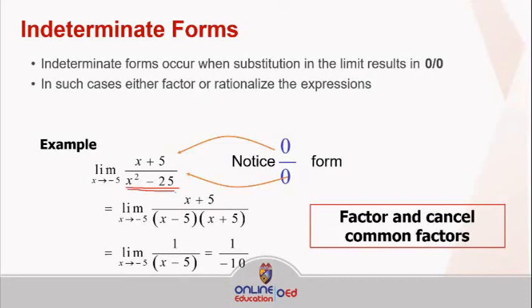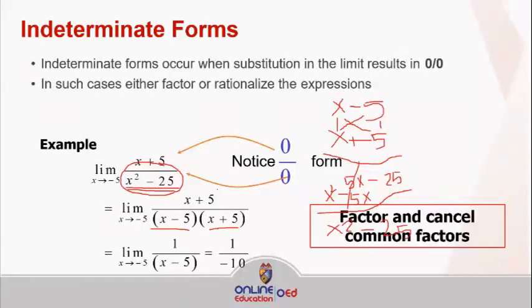Kapag finactor natin yan, pwede tayong magkaroon ng x minus 5 at saka x plus 5. Then, kapag kinancel na natin itong part na to, so we only have 1 na lang yung value ng numerator natin. Kaya ang limit natin is 1 over x minus 5. So, papalitan lang natin yung value ng x, equal siya sa 1 over negative 10.